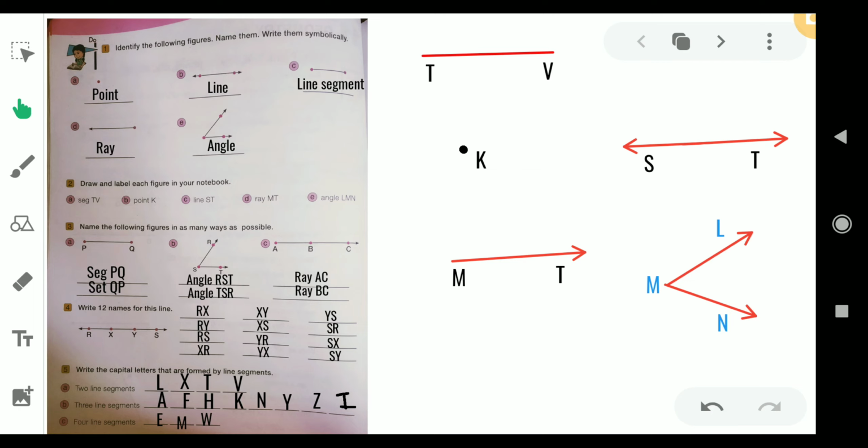Next, when you look at the alphabet letters again, E, M, W. These are the letters which are formed by four line segments. So this is how we can solve.